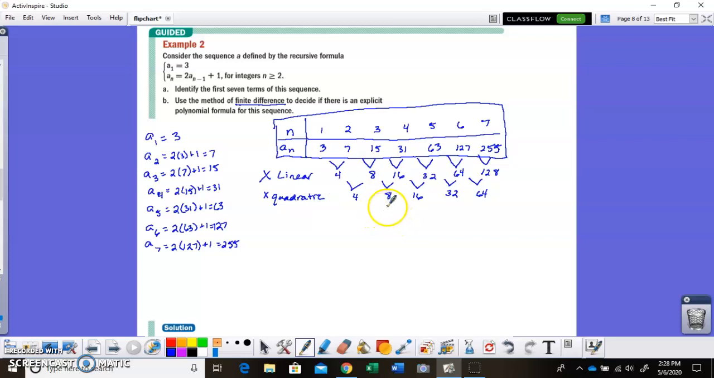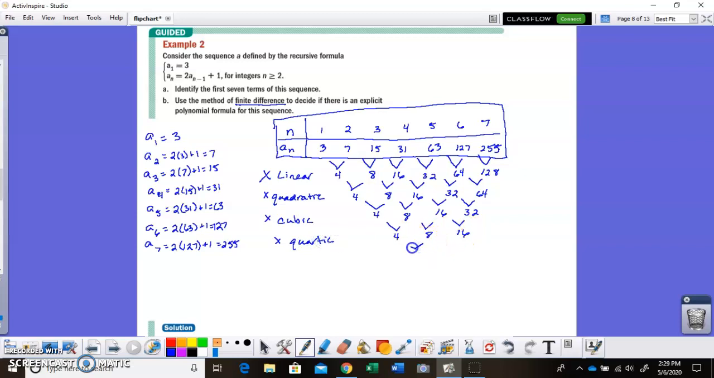So let's go ahead and look at the third degree. 8 minus 4 is 4. 16 minus 8 is 8. 32 minus 16 is 16, and 64 minus 32 is 32. Starting to see a pattern here, guys. So it's not cubic. All right, let's try the next level, quartic. 8 minus 4 is 4, 16 minus 8 is 8, and 32 minus 16 is 16. It is not quartic.